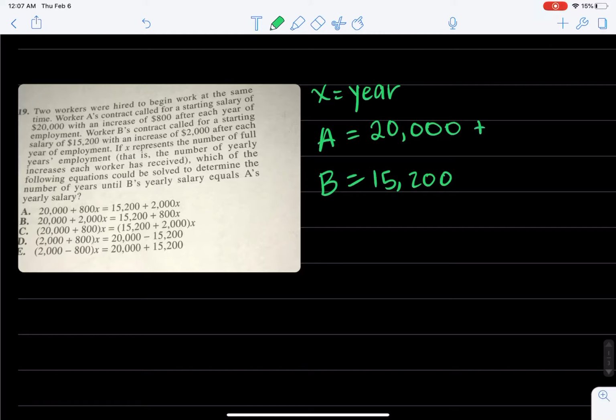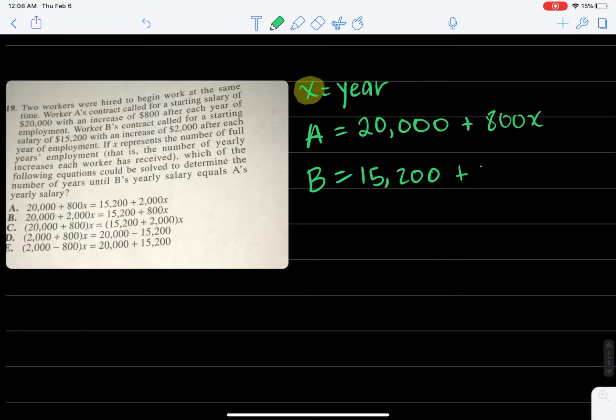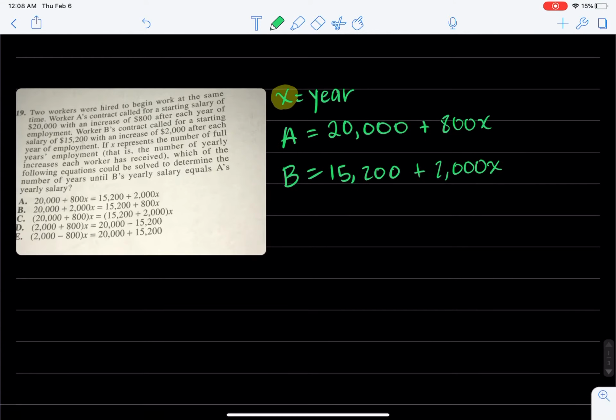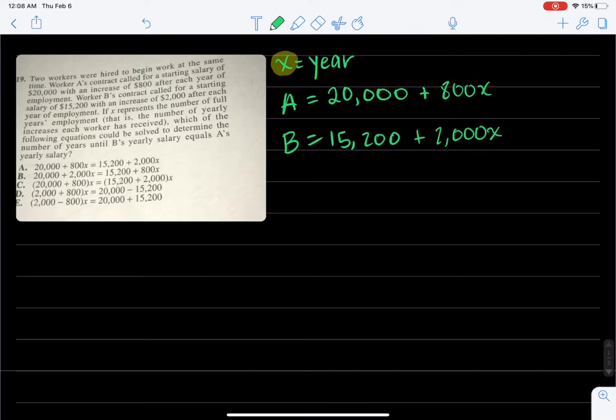Now both of them have this yearly increase, and that is when the variable plays in. So we're going to use this x, and we're going to put in 800x for this guy, and then what is this guy? 2000x for that guy. So the question is not what is the number of years it's going to take. The question is what is the equation. So in order to solve this, you would just set them equal to each other. So we're going to see what that looks like.